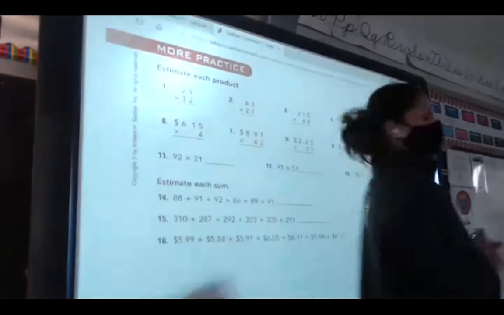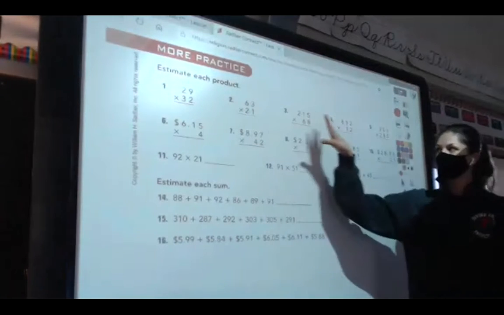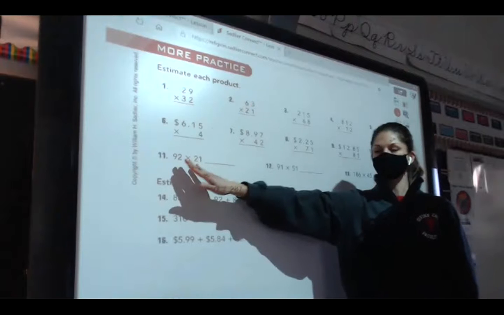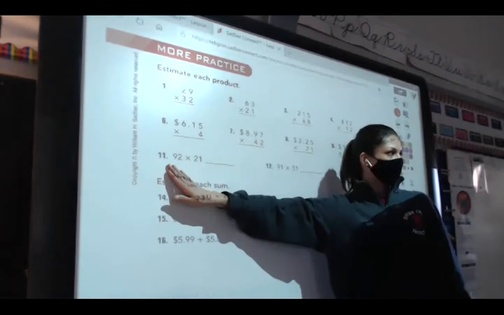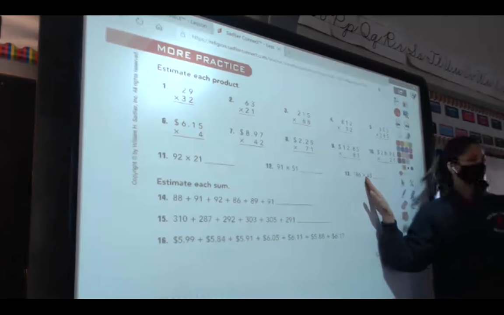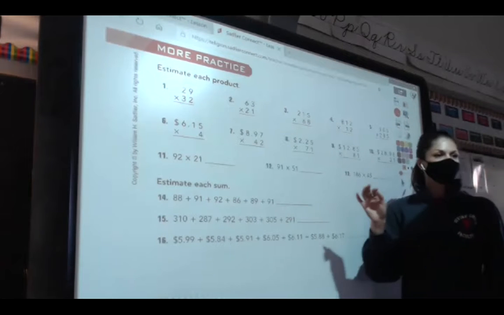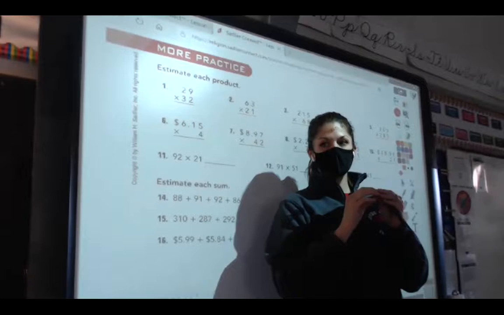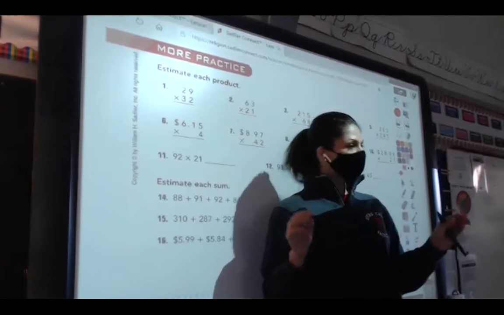So on this first band of exercises, I kind of want to skip down to something more simple. So I want to look at numbers 11 through 13 first. I like the way that they have no decimals in them. They are just whole numbers. We're going to do 11 through 13 first.